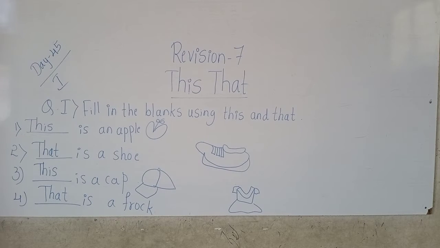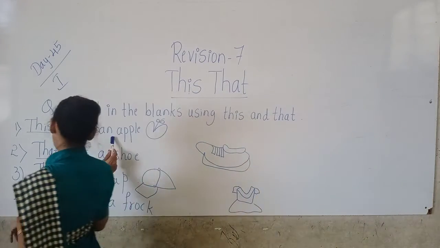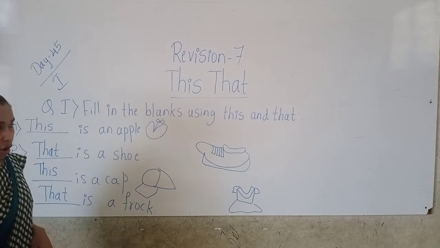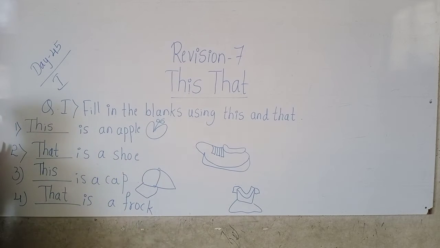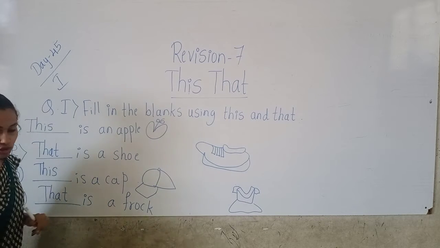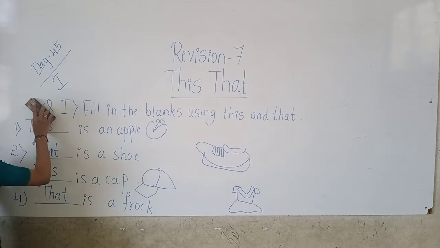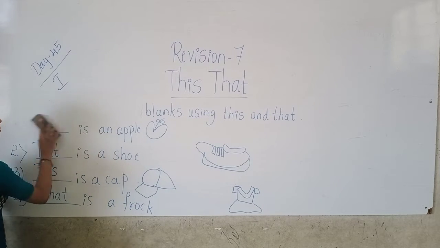Now let us read this again. This is an apple, that is a shoe, this is a cap, that is a frog. You should write these questions and answers in the ruled paper 2 times, children. Now start writing in the ruled paper by pausing the video.